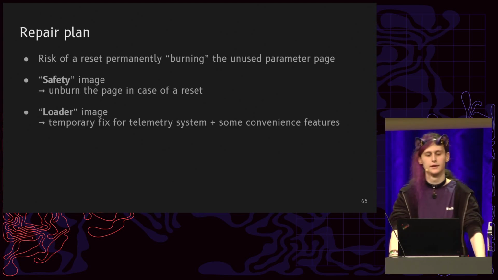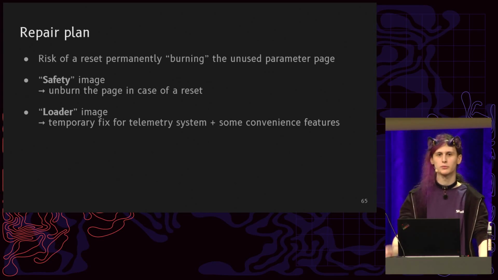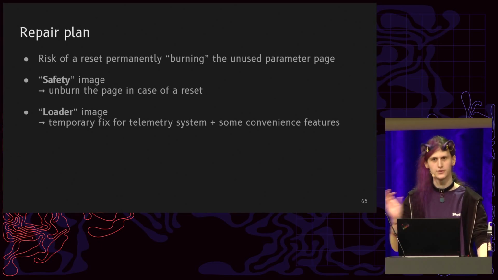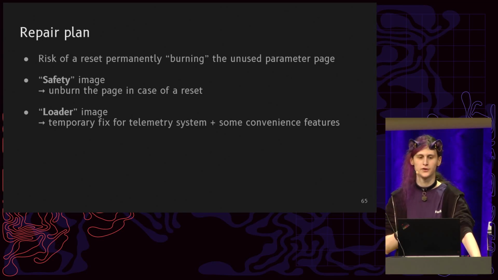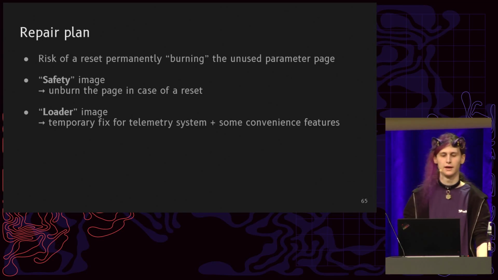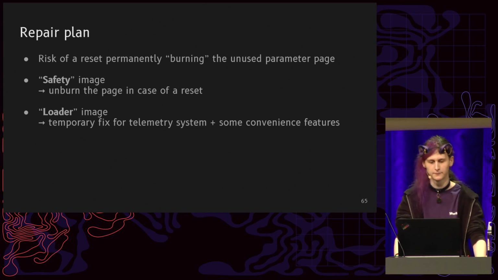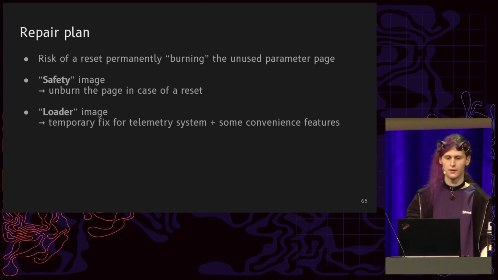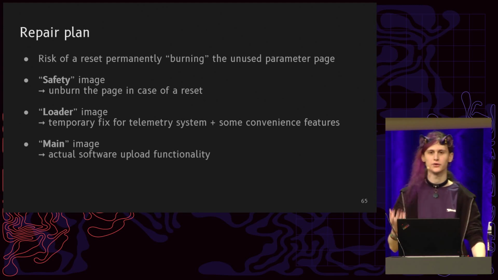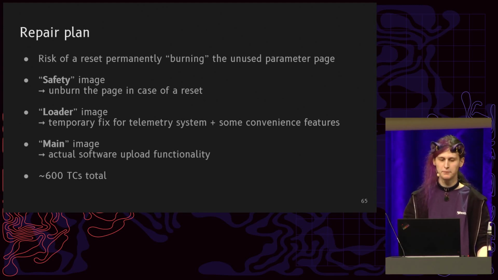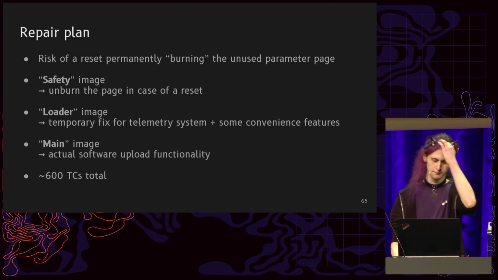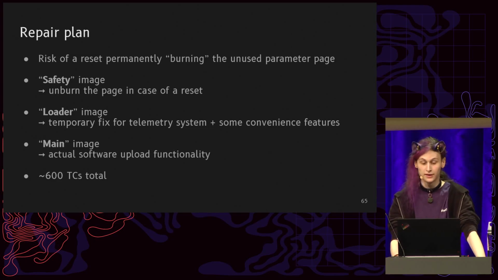The next thing we have is a loader image, and this is just some convenience features, because it actually takes quite a while to upload the 2 kilobytes in just 4-byte chunks. And so we include some convenience features, like we fixed the telemetry system temporarily, so we get some telemetry back. And we also brought back the 60-second timeout, so we don't have to worry about it just sending for 70 minutes or something. And then finally, we're going to upload the main software image. And that contains all the actual features we talked about just now. So this ends up being about 600 commands, which takes a while. But OK, let's get started.